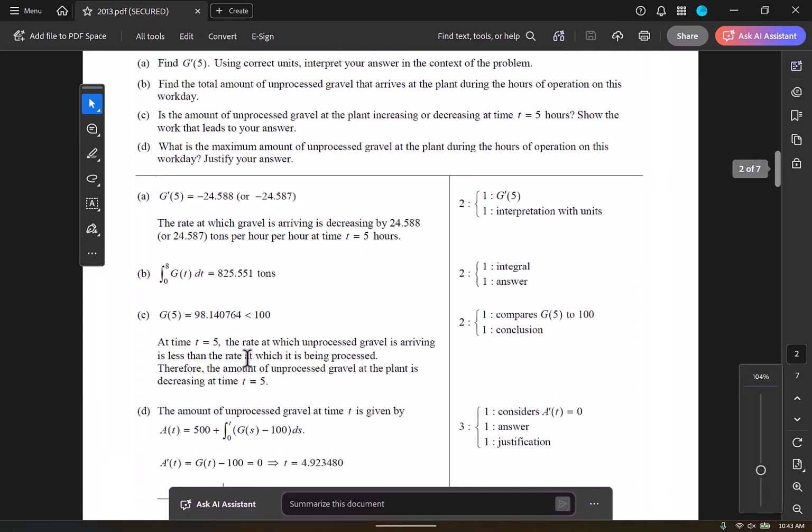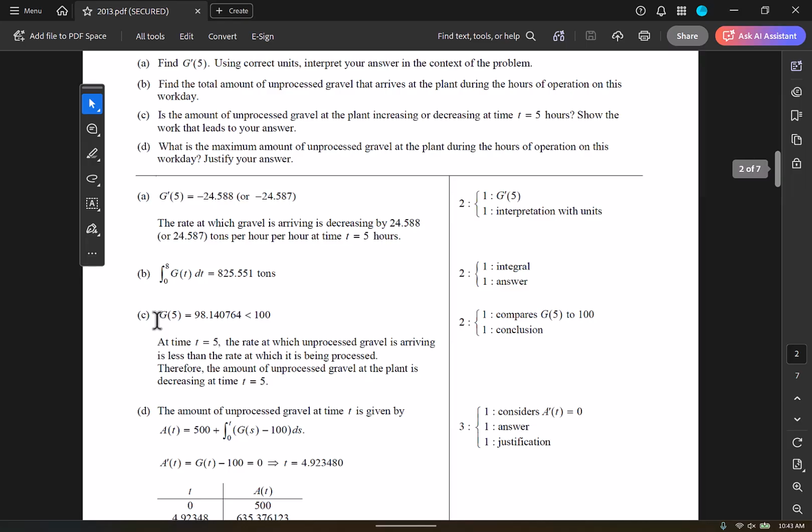Did we get the answer? Oh, look how they did letter C. I'm glad we did it differently. Did we get the answer for letter A? Yes. The rate at which gravel is arriving is decreasing by 24. Letter B. Did we get the answer for letter B? Yes. Look how they did letter C. I love it. I like ours better.